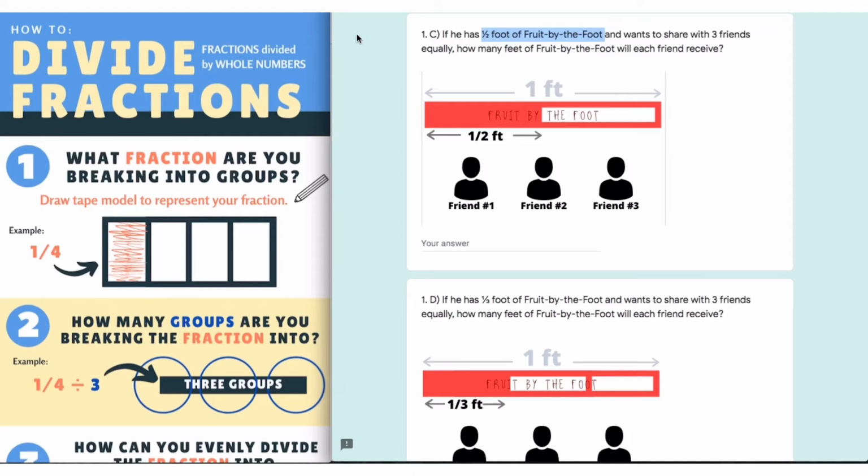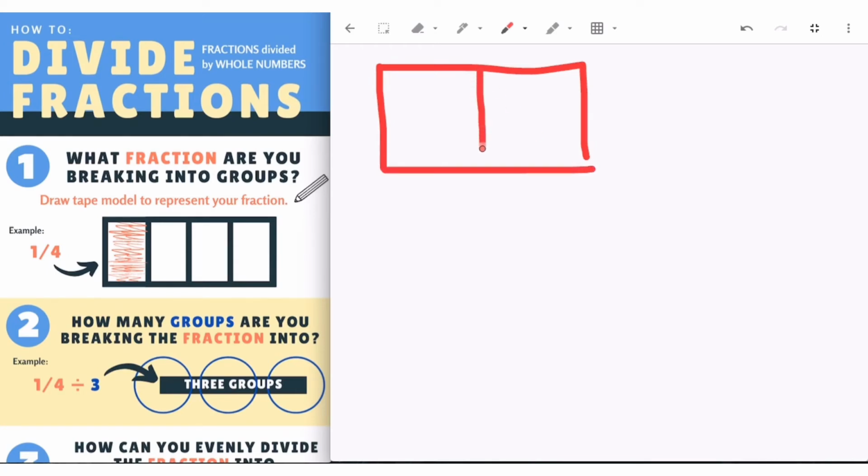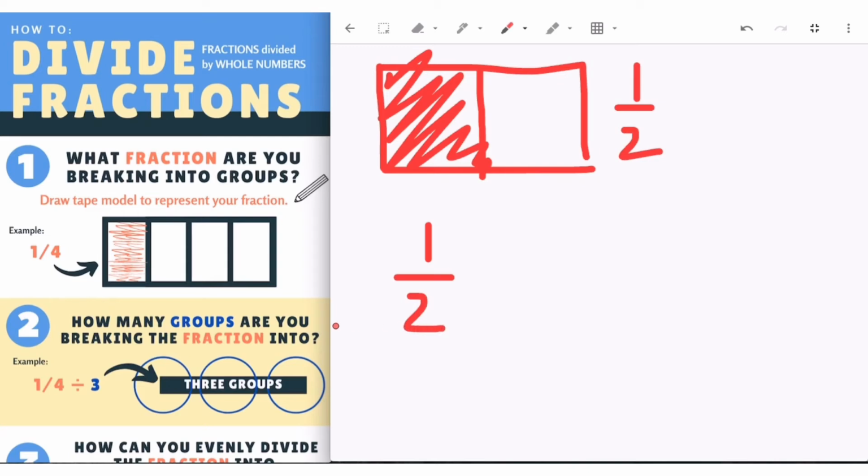So I'm going to go write that on my own. So the first thing I'm doing is drawing a tape model to show 1/2 foot of fruit by the foot. I can do that by writing 1 whole and then dividing it into the number of parts needed for 1/2. So in this case, it's 2 parts. So I have 1/2, and I'm going to color in that 1/2 that I'm using. So now I have 1/2, and I'm moving on to part 2.